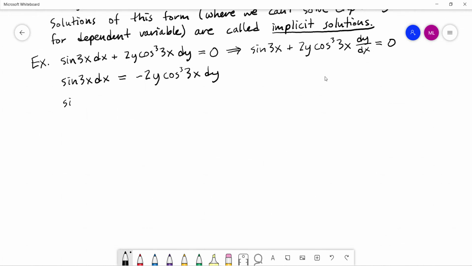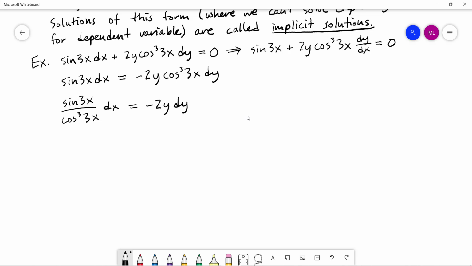And so I'll get sine of 3x over cosine cubed of 3x, all times the dx term, and on the other side, I'll be left with negative 2y dy. So again, these first few steps are pure algebra, just separating things. Do not make a mistake in the algebra. It'll make everything much, much harder later on. So don't make silly mistakes with the algebra.